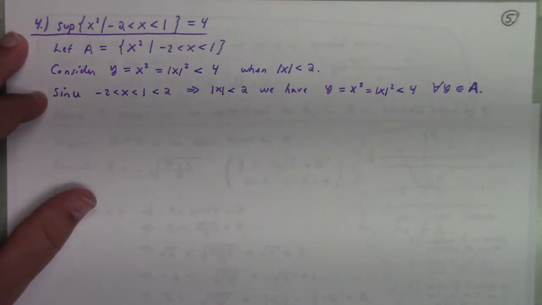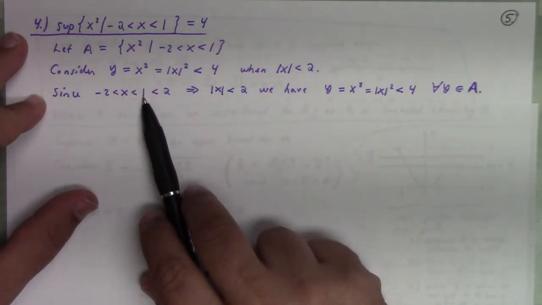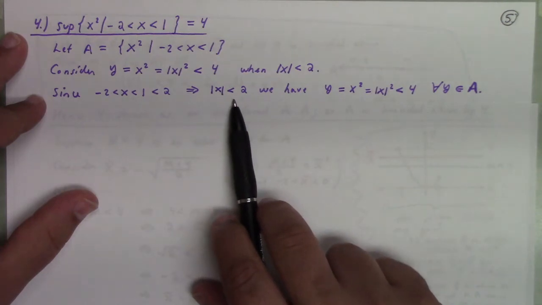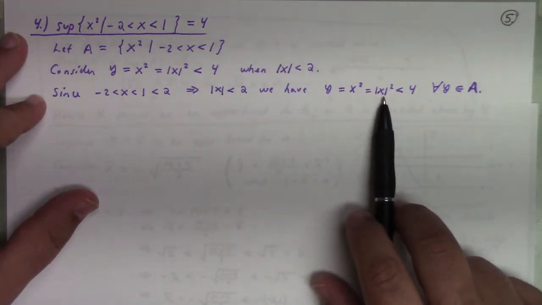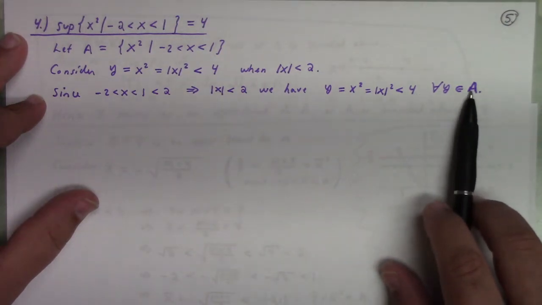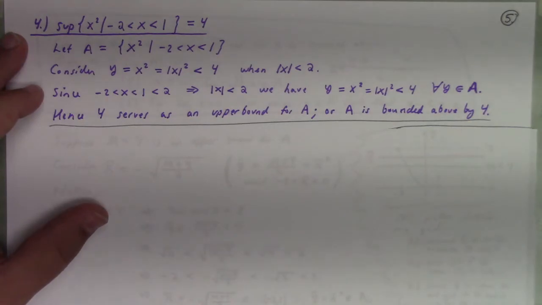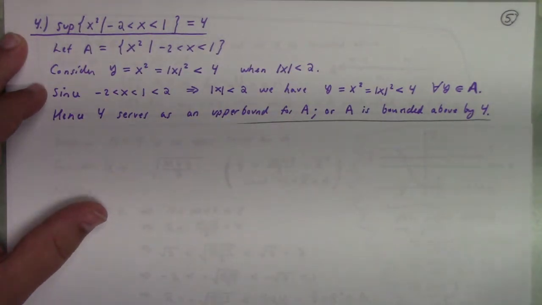And certainly that is the case when we're in the context of -2 less than x less than 1, because 1 is less than 2, which means minus 2 is less than x less than 2, which means the absolute value of x is less than 2. And so we have y equals x squared equals absolute value of x squared is less than 4 for all y in A. All right. Therefore, 4 serves as an upper bound for A, and we can say that A is bounded above by 4.